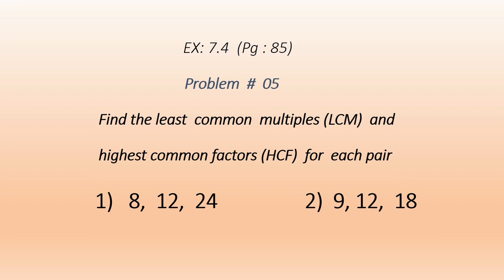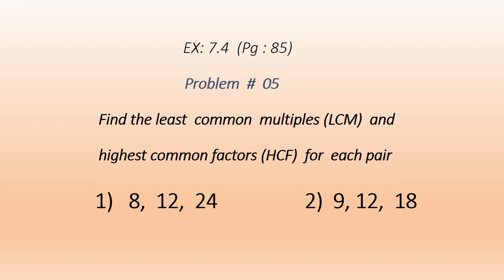Exercise 7.4, page number 85. Students, please open your book and go to page 85. Go to problem number 5. Find the least common multiple, that means LCM, and the highest common factor, HCF, for each pair. Number 1, 8, 12, 24. Number 2, 9, 12, 18.